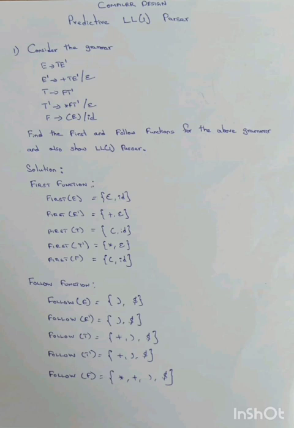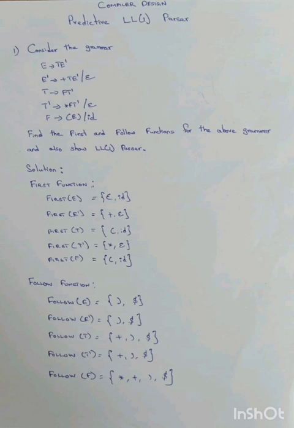Next we need to find the follow function. As we did for the first function, we need to find the follow function for E, E dash, T, T dash, F. There are certain rules for finding the follow function, otherwise it will be complicated. There are 4 rules. The first rule is that for the starting symbol, we need to write the dollar symbol in its follow function.